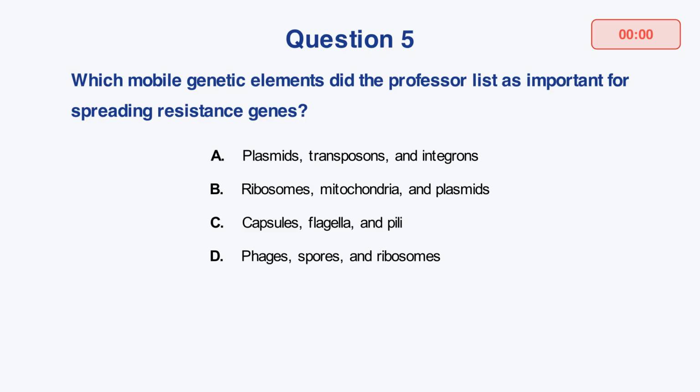Listen again to part of the lecture. Then answer the question. I emphasize the role of horizontal gene transfer because it explains rapid dissemination of resistance genes across species.